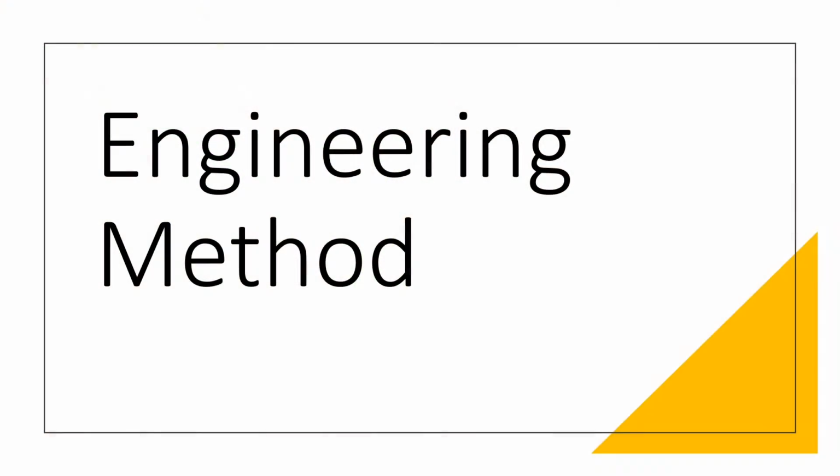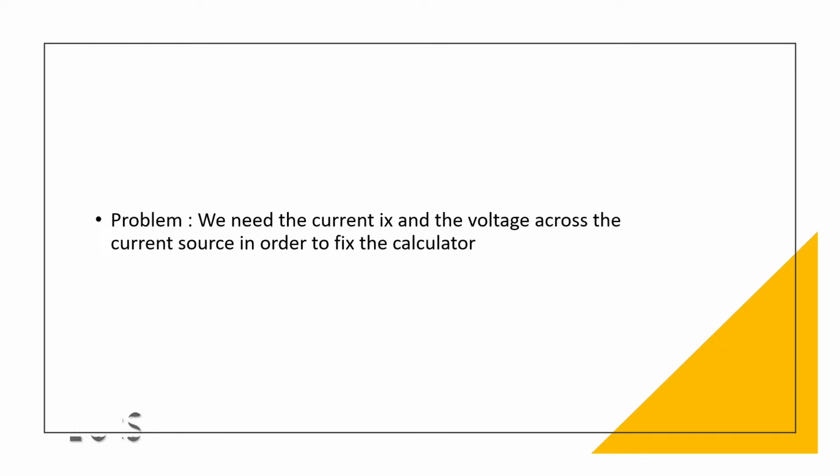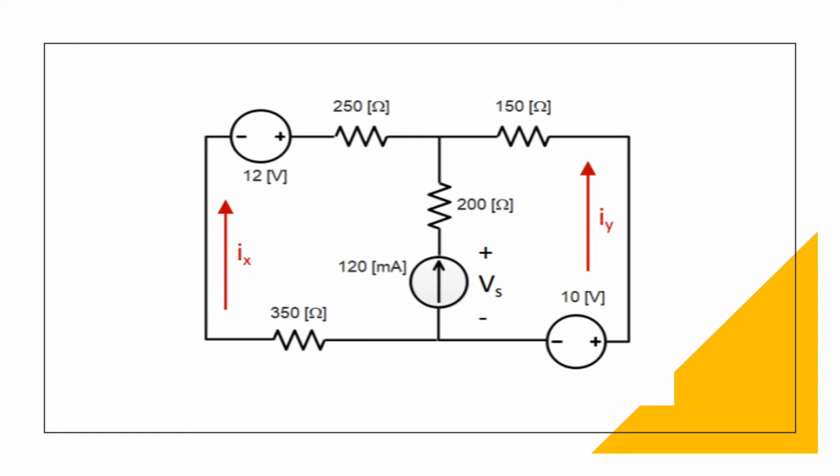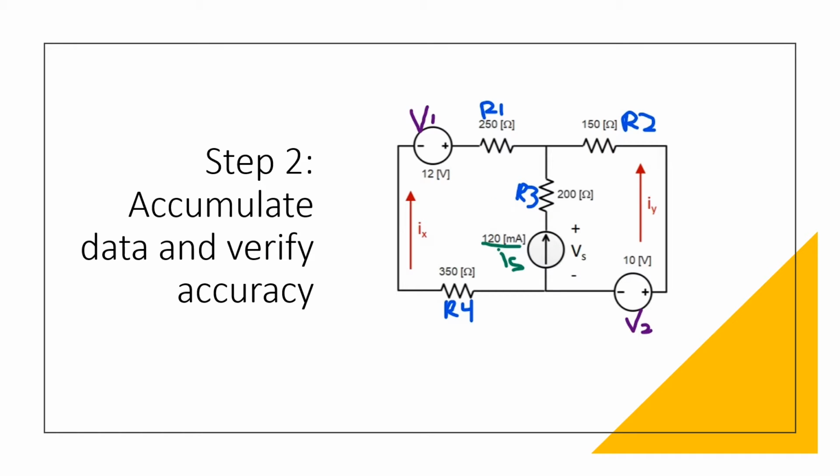So for this question, we're going to be using the engineering method, and let's start off with the first two steps. For step 1, we want to recognize and understand the problem. Our problem being that we need the current Ix and the voltage across the current source in order to fix a calculator. Here we have a basic diagram of our circuit. This is what we're going to be needing later on to solve for the current and the voltage. For step 2, we're going to accumulate data and verify accuracy, and we're going to do that with our circuit diagram.